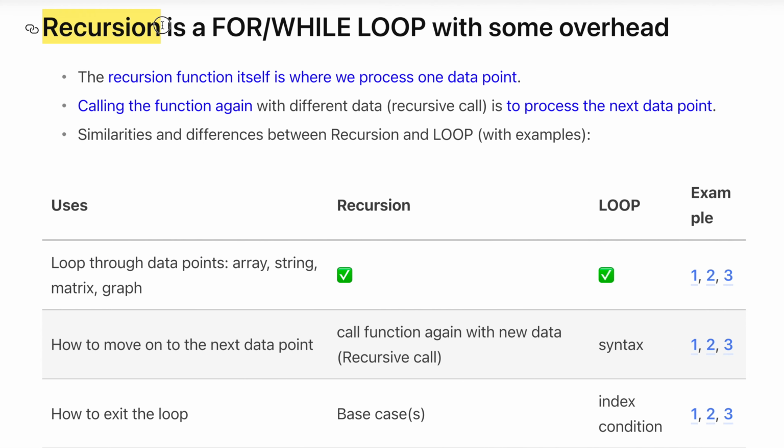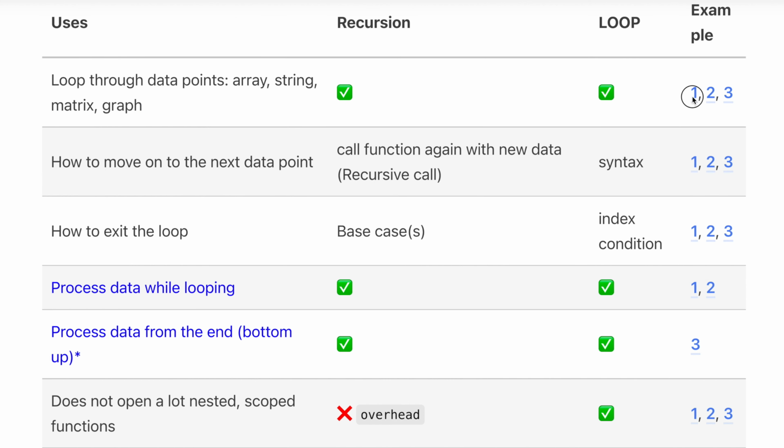Next, we're going to see how recursion is a for or while loop with some overhead. Again, the recursion function itself is where we process one data point. And calling the function again with different data, which is our recursive call, is to process the next data point. This table is going to list out the similarities and differences between recursion and loops with practical examples. First, with our 3 examples, we're going to have a recursion version of the solution and a loop version of the solution. And you will see everything recursion can do, loop can do, and vice versa.